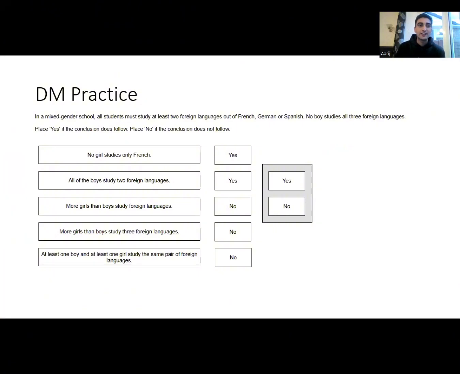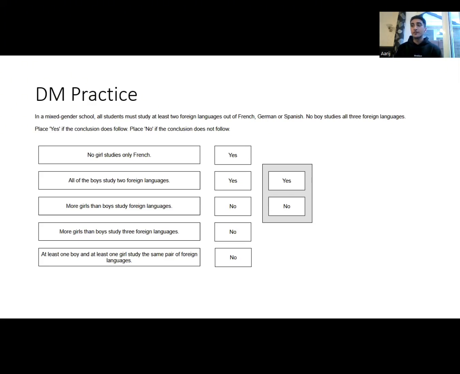Okay, hopefully you've given that a read. So these are the answers I got for this question, and I just want to explain my thinking behind it, if that's okay. So in a mixed gender school, all students must study at least 2 foreign languages out of French, German, or Spanish. No boy studies all 3 foreign languages. So what it's asking us to do is place yes if the conclusion does follow, and place no if the conclusion does not follow. So this is a very standard decision-making question that you can expect in the UCAT.